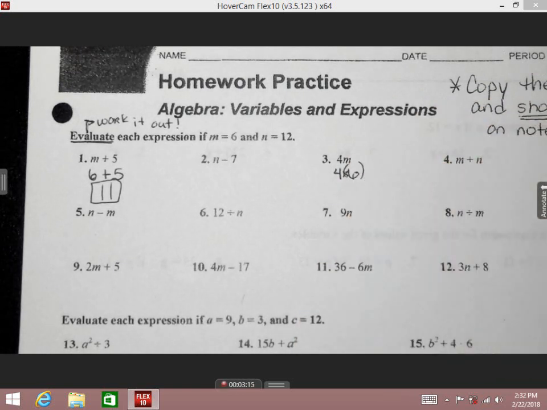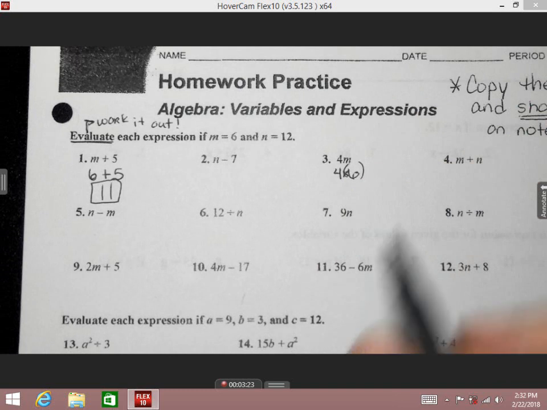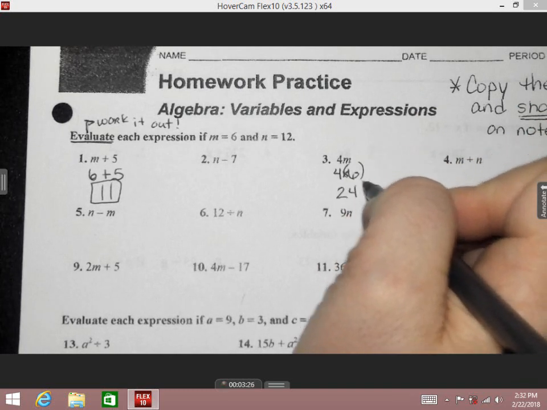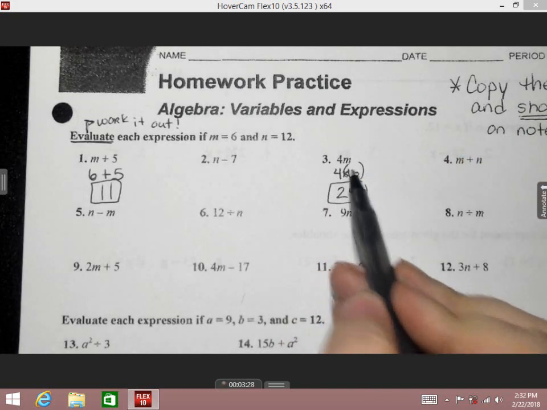You can put the times symbol there, or if you want to, you can put that 6 in parentheses to keep them separate. It's up to you. I'm going to continue on with this worksheet writing the times symbol. 4 times 6, what does that give me? 24. Again, guys, I know you can do this step in your head. I still want to see it on your paper.